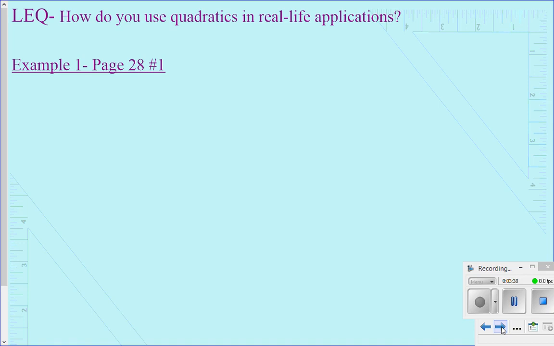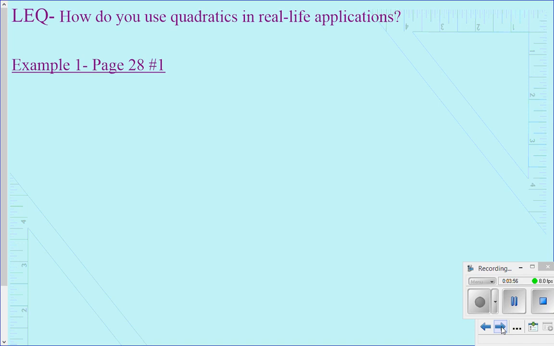So as we go through these examples, these application problems, just make sure you're really following along, taking good notes. Because application problems tend to be the hardest part of the unit. It's hard for students to apply what they've learned in the unit. So do your best, try and follow along, ask questions if you have any.